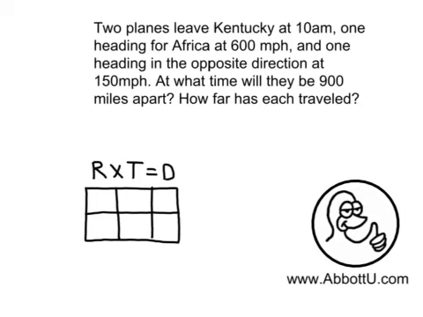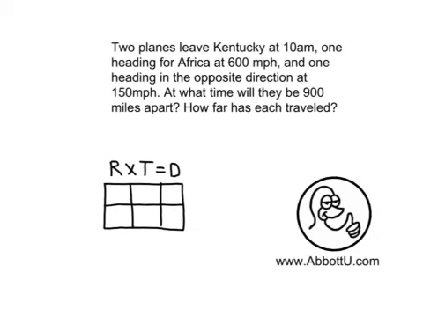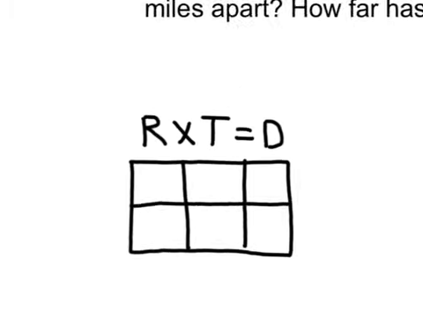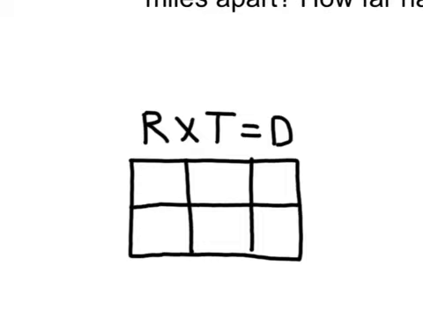So, moving on. We've got one plane leaving Kentucky at 10 a.m. We're going to call that plane A. We're just going to stick with that. We've got plane A and plane B. So we're going to do the exact same thing that we've been doing here. Plane A over here and plane B.